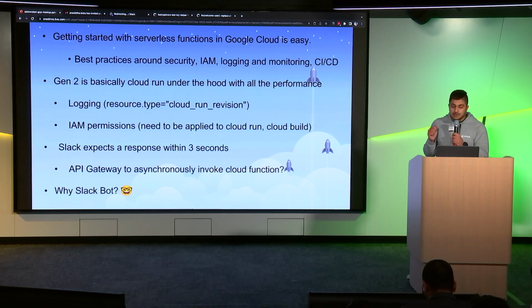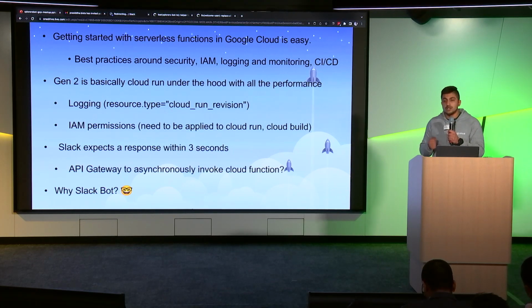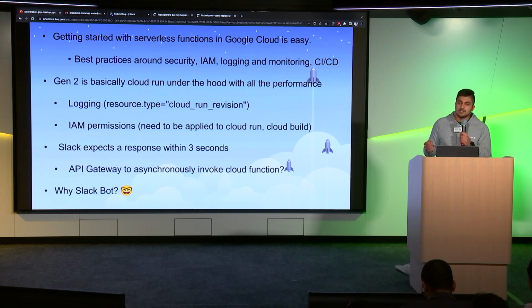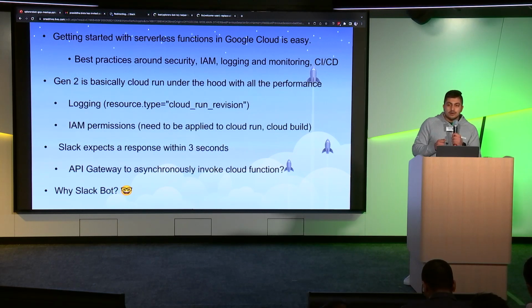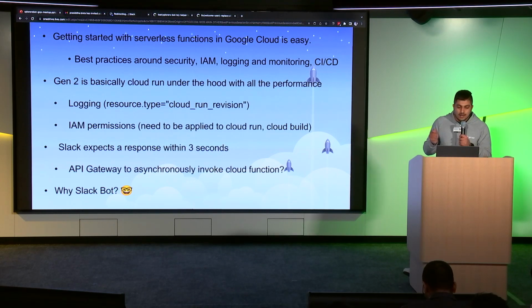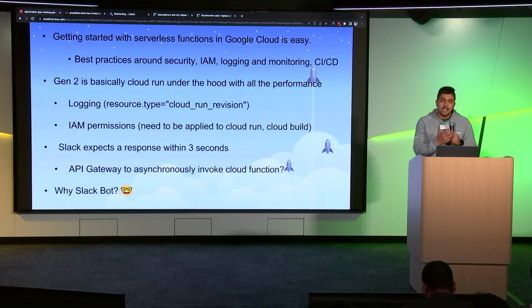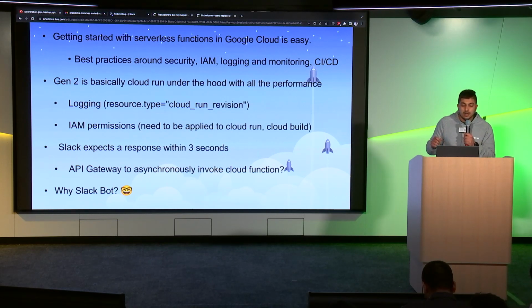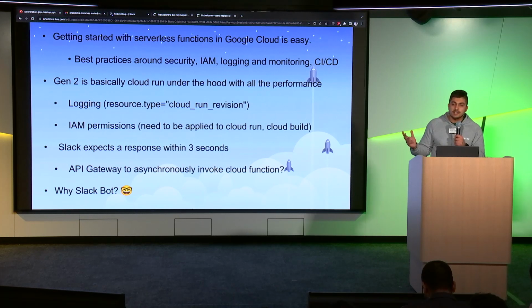The other takeaway: Cloud Functions Generation 2 is basically a Cloud Run service under the hood with all its performance. So Cloud Run is a fully managed container service in Google Cloud, which scales automatically. And in terms of performance, Cloud Functions Generation 1 can only handle up to 1 request per function instance at a time. On the other hand, Generation 2 can handle up to 1,000 requests per function instance at a time.